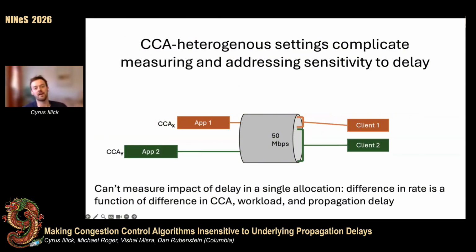Another issue is that there is not a clear way to measure the impact of propagation delay when competing flows are heterogeneous. Here we have two competing flows which are using different CCAs and have different propagation delays. If we compare the rates allocated to the competing flows, it is unclear what aspect is a result of the difference in their utilized CCA and what is a result of the difference in their propagation delay.